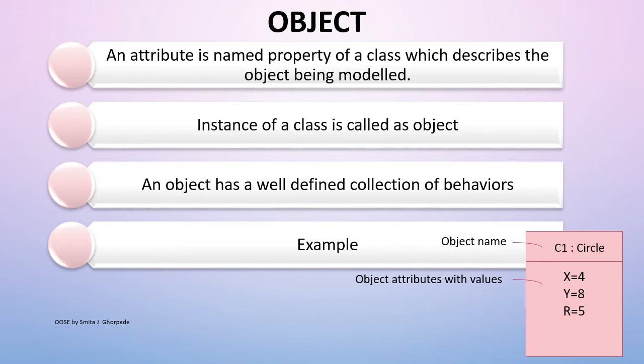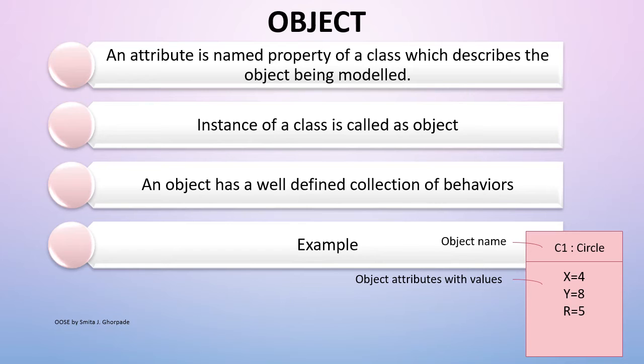Example, here Circle is a class. For the Circle class, an object C1 is constructed. C1 is an object and the Circle class has a set of attributes or variables x, y and r. So for this C1 object, we are initializing the values: x is stored as 4, y is stored as 8 and radius is stored as 5. So x and y are the center of the circle and r is the radius of the circle, and these are the predefined values for the object C1.